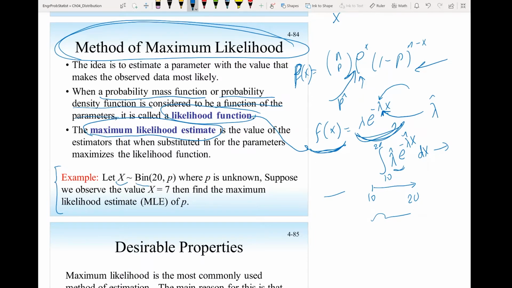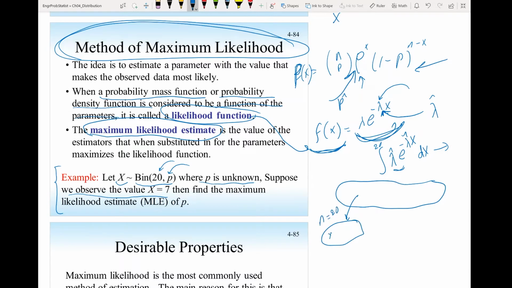X is a binomial distribution with n equal to 20. So I conducted 20 trials, or 20 experiments. And I have the parameter p that I don't know, the proportion of success. So I don't know the p. Suppose we observe the value x equals 7. So I conducted the experiment, and I found 7 successes. Then find the maximum likelihood estimate of p.